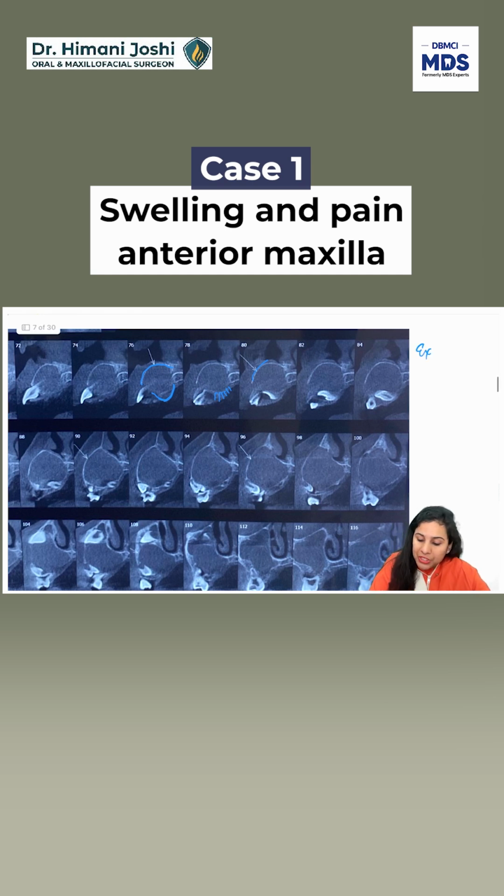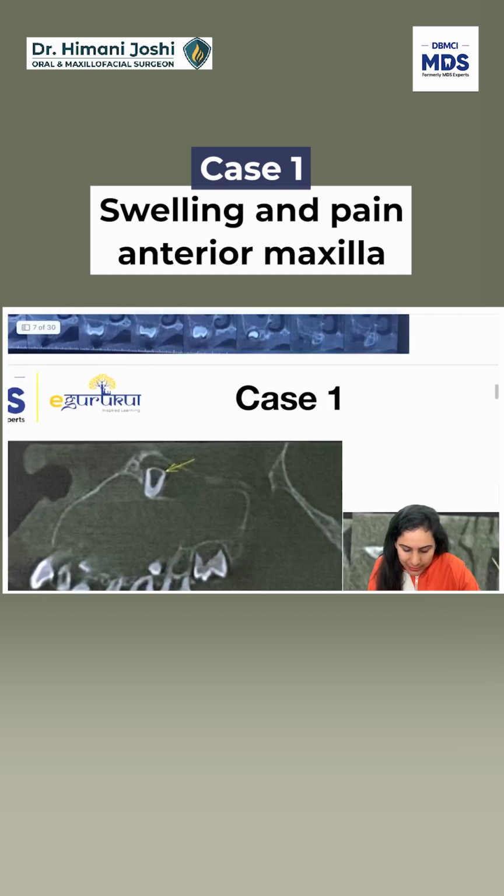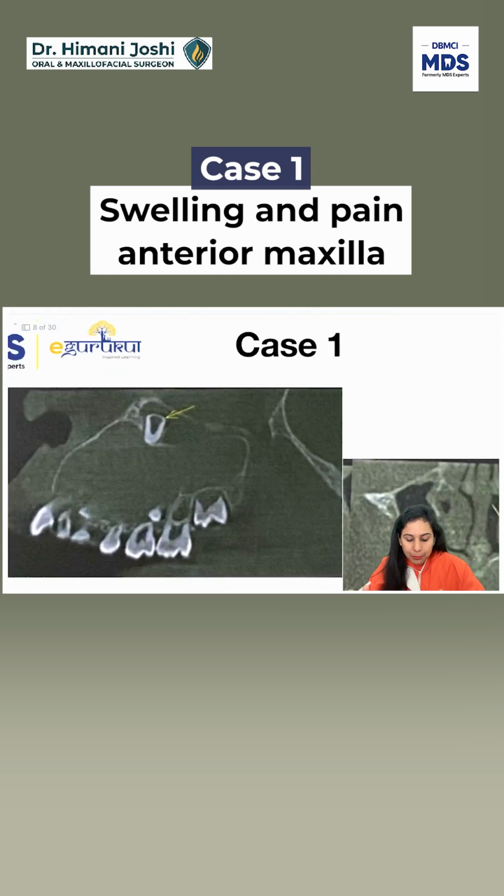You can see how, like a balloon, the maxilla has expanded. So what I can appreciate here is expansion of bone and cortication. These are all signs of a cyst. Expansion can be seen in a tumor also, but a tumor will not cause much cortication. It is an infiltrative pathology. So cortication with expansion is typical of a cyst.